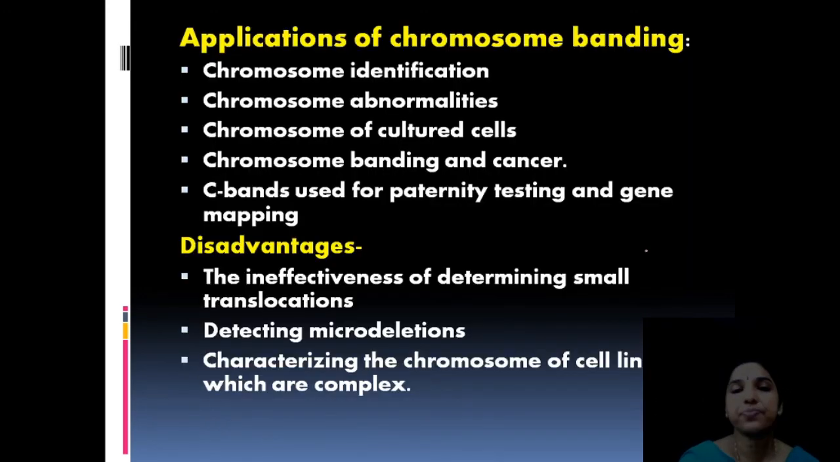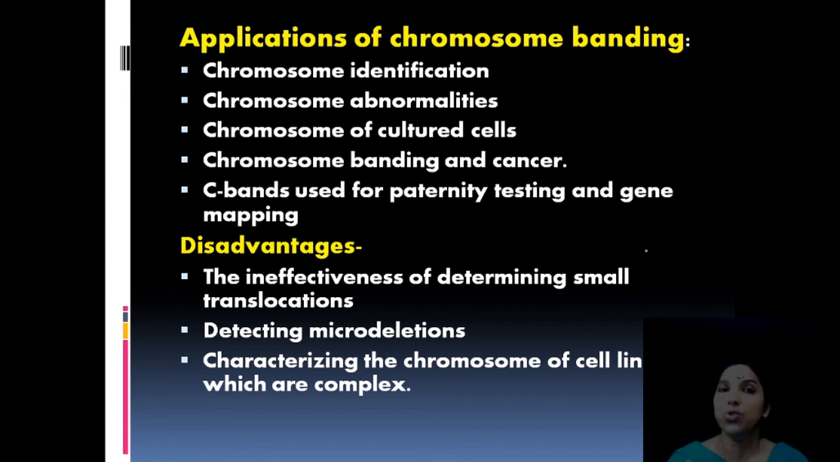Understood? Now, the applications of chromosome banding. You studied how chromosome banding is done, what the types of banding are, the advantages and disadvantages of each, and how banding is named. Applications: it can easily be applied for identification of chromosomes. You can identify any structural abnormality like deletion, duplication, inversion, and also study chromosomes of cultured cells, and cancer. You can study various diseases and their causes.